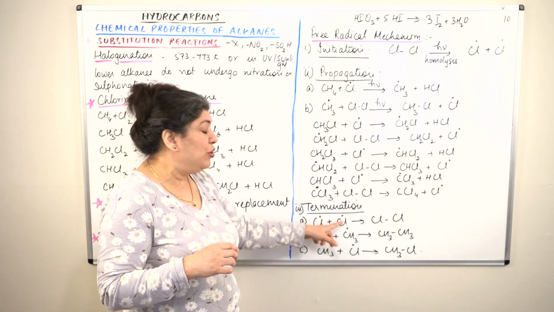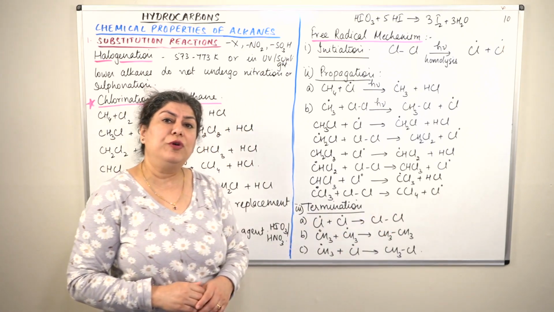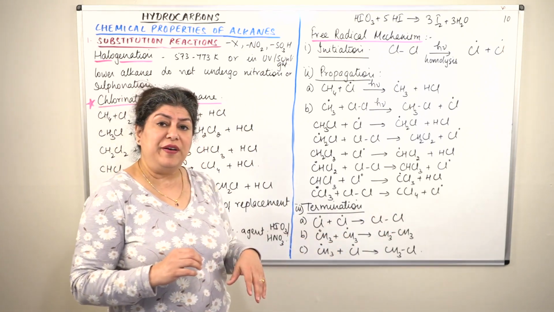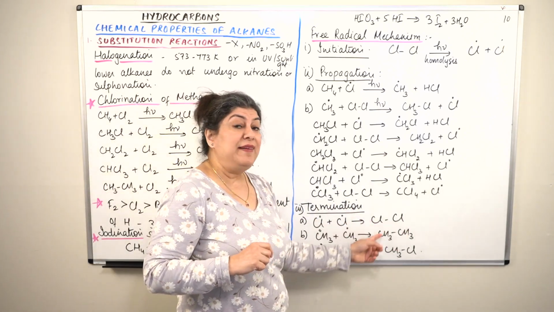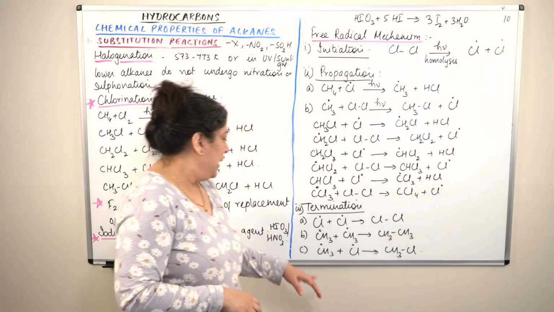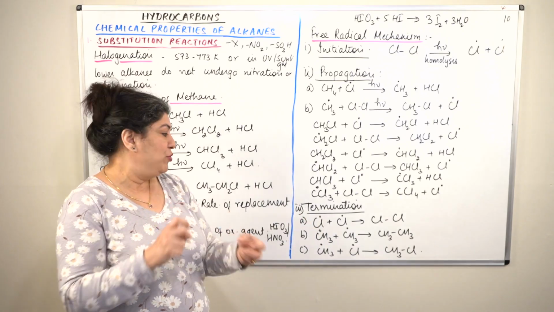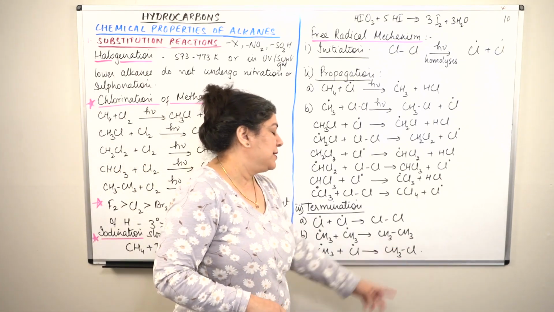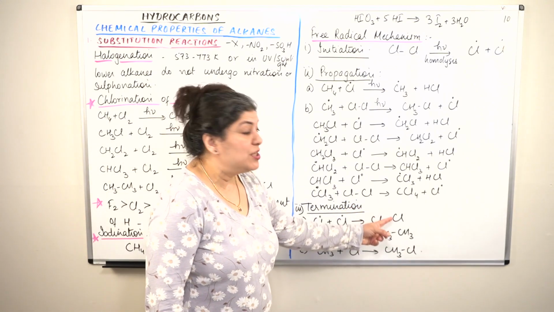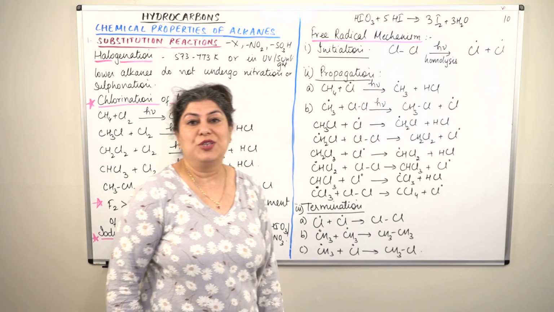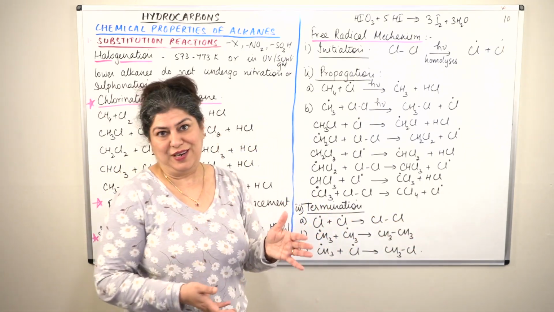For example, when two chlorine free radicals come and bump into each other, they result in the formation of a chlorine molecule. When two methyl free radicals come and bump into each other, they join up and form a bond and result in the formation of ethane also. Then when methyl and chlorine free radicals bump into each other, they result in the formation of methyl chloride. So we find that in these reactions no new free radical is formed. Since no new free radical is formed, it cannot continue the reaction.